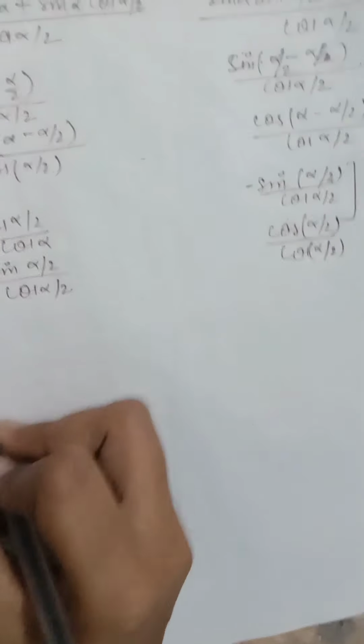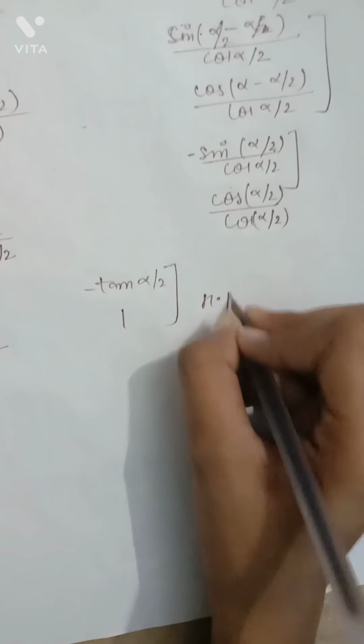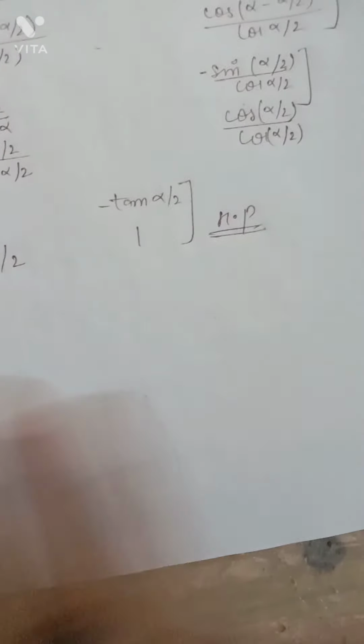Now it is 1, tan alpha by 2. It is minus tan alpha by 2, and it is 1. Hence we have proved the given condition. So LHS and RHS are equal.